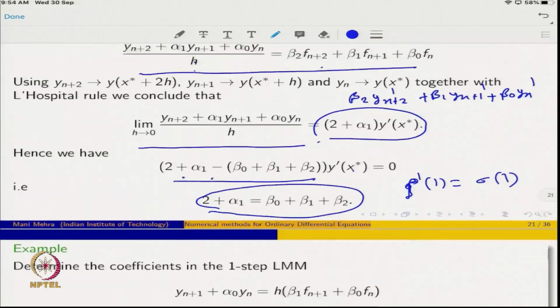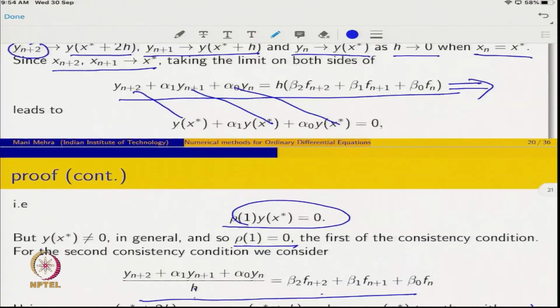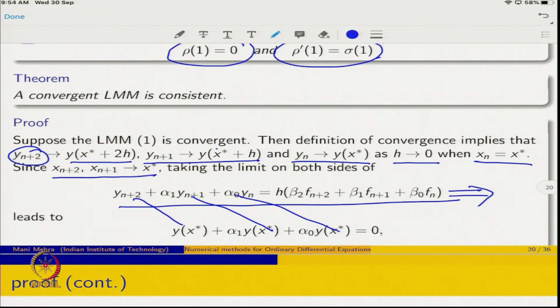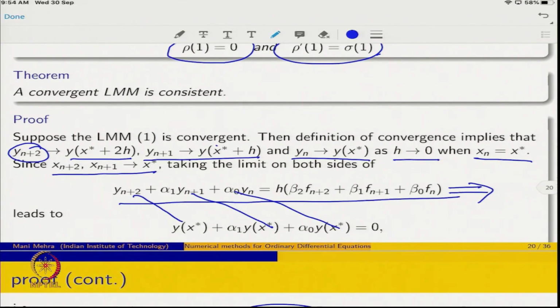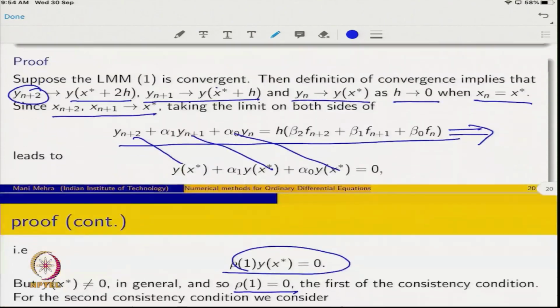So, we have proved that a convergent linear multi-step method is consistent, because both the conditions should be satisfied, which is this or this. One is called the first consistency condition and this is called the second consistency condition.